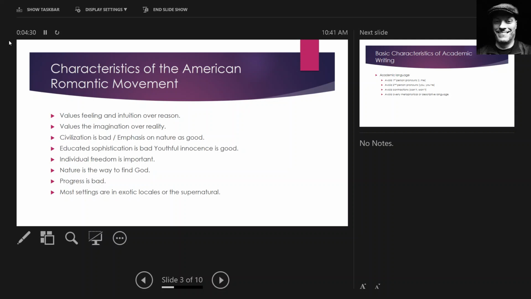And most settings in Romantic writing are exotic or even supernatural. Think of Edgar Allan Poe and some of his settings. So what you're going to do is figure out a few of these characteristics, go to your syllabus, read some of the Romantic writing, find one that you feel best demonstrates some of these characteristics, and you're going to write an essay arguing that particular piece of writing by that particular author is a good example of American Romanticism because it emphasizes a number of these characteristics. So that's the basic idea of the assignment.